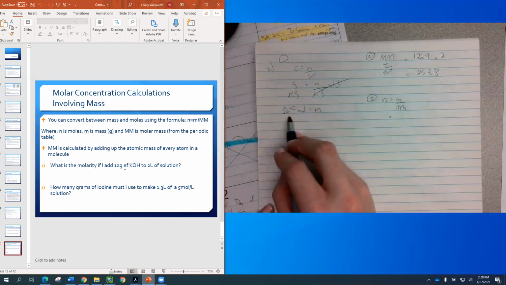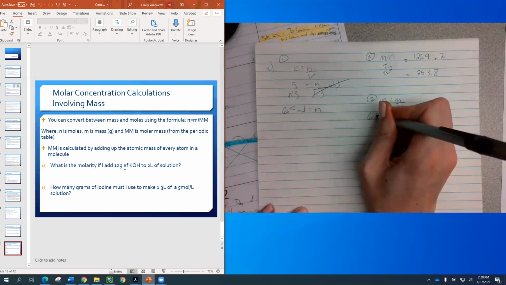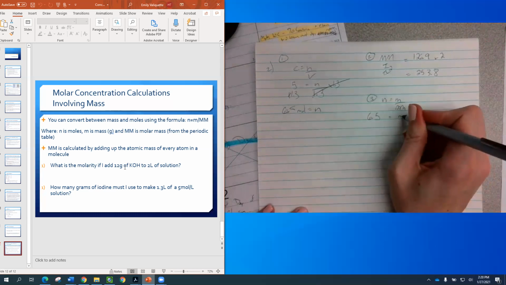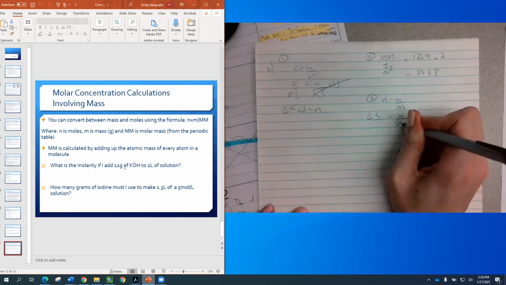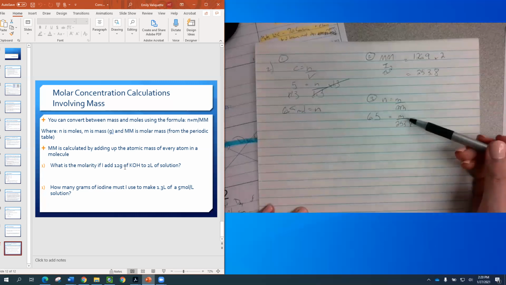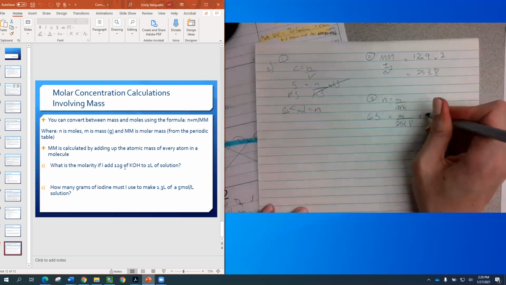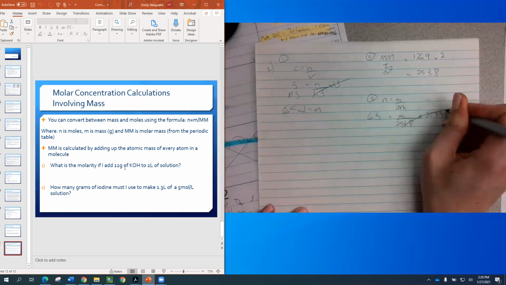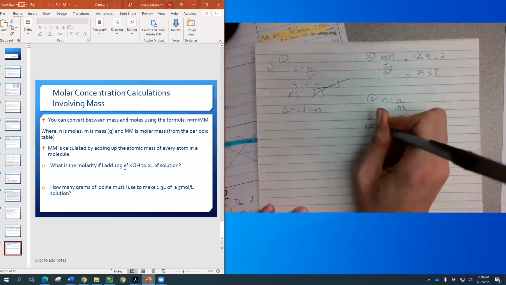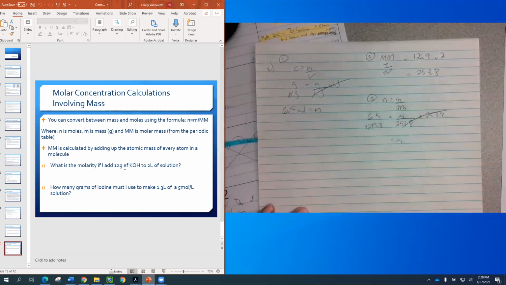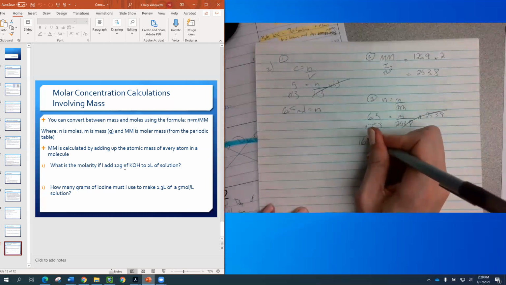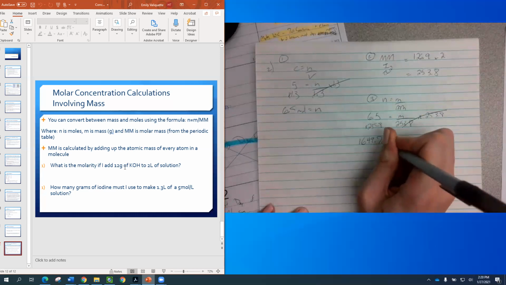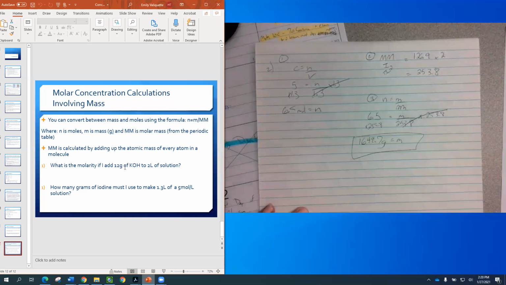I know my moles, I already found it, it's 6.5. My molar mass, I just calculated, and I'm going to find my mass in grams. Once again, I have to move the thing on the bottom, so I multiply by 253.8 on both sides, and I get 1649.7 grams as my final answer.